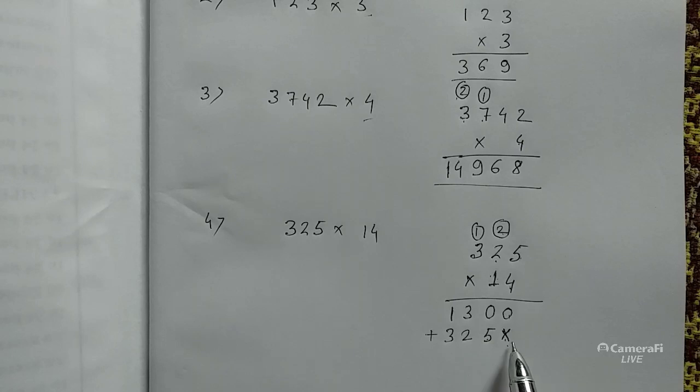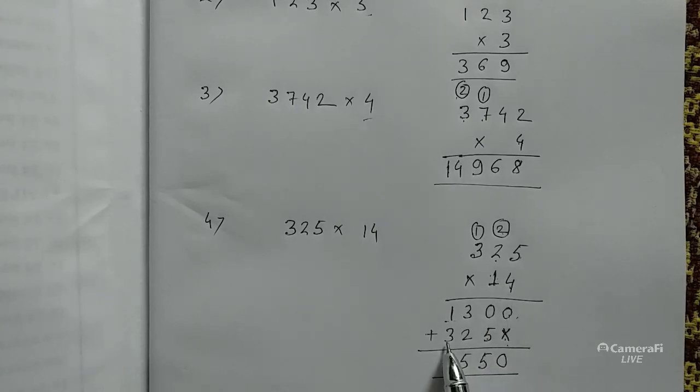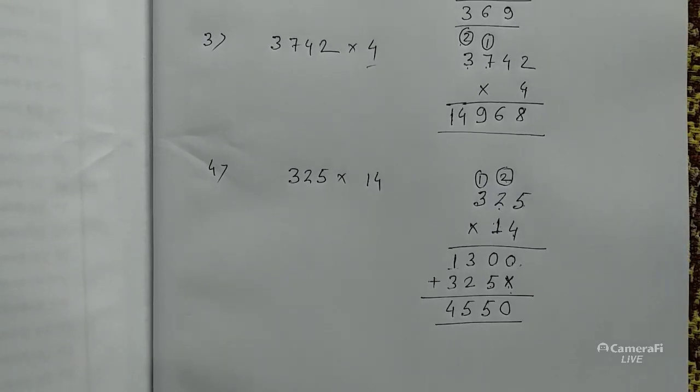1300 and 325. Add: 0, 0, 0 plus 5 is 5, 5 plus 2 is 7... as spoken: 0, 0, 0 plus 5, 5, 2 plus 3, 5, 3 plus 1, 4. So the result becomes 4550. Moreover, see here that whenever we are multiplying a number by a 2-digit number, we always get 2 rows. First row is for multiplying by 4 here, 1300, second row for multiplying by 1 here, 325. In this way.